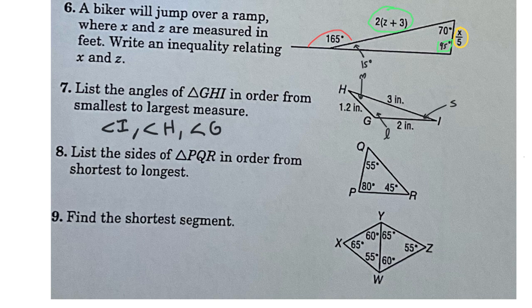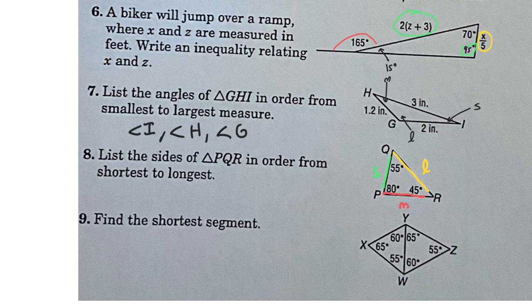We'll do something similar. This is the smallest. The red is the medium. And finally, the yellow is the largest. So I think my student watching agrees. That would be the shortest is QP, the medium is PR, and the longest is QR.